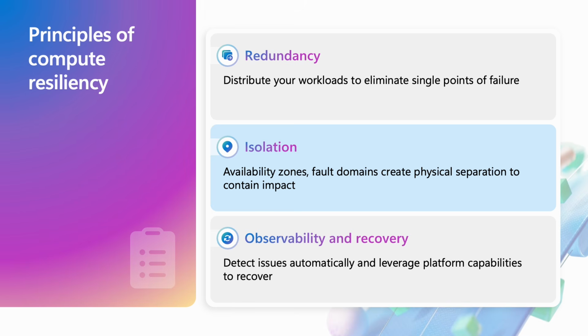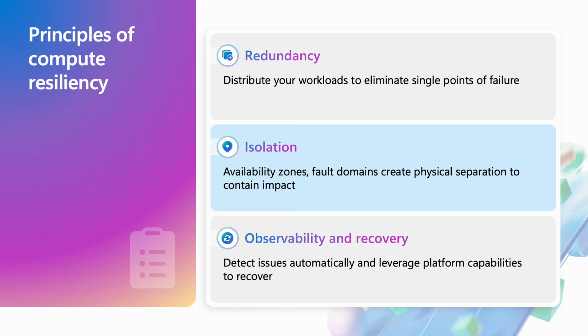Second is isolation. We use constructs like fault domains and availability zones to ensure that failures or maintenance events are contained within a specific segment. This physical separation ensures that an issue in one area doesn't cascade to impact your entire workload.